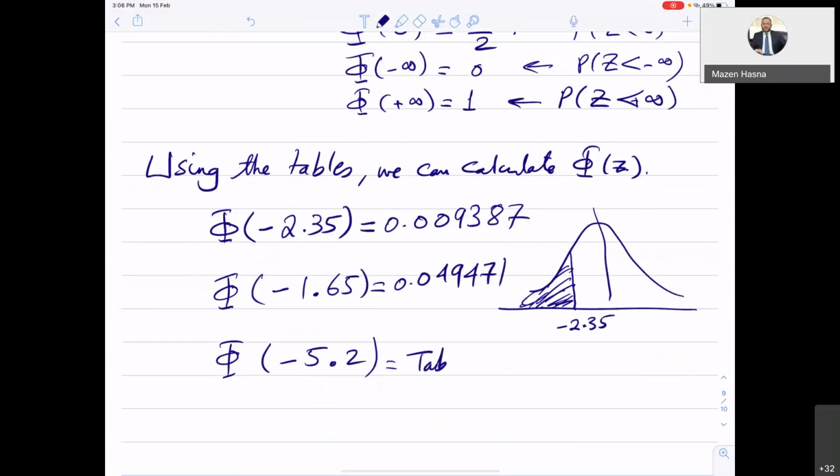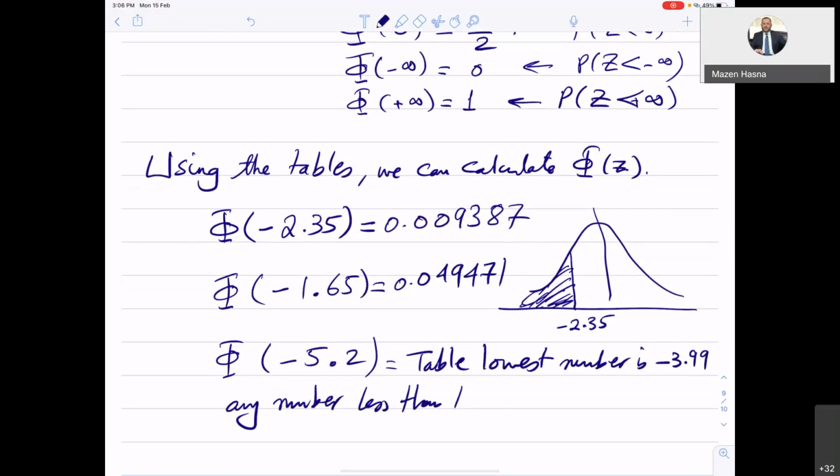Okay, so the lowest number in the table is minus 3.99. Any number less than that can be assumed to be zero.